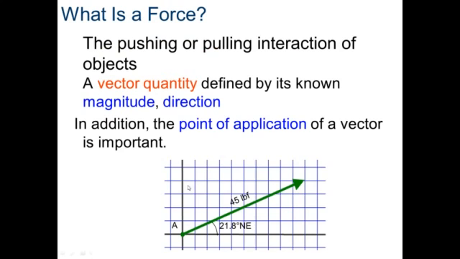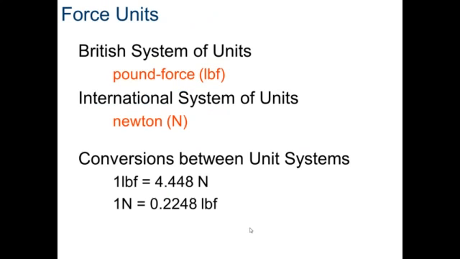What is a force? The pushing or pulling interaction of objects. A vector quantity tells you the magnitude and the direction. In addition, you also have to have the point of application. In this case, it is A. So we need to know that A is where that 45 pounds foot of force is going, 21.8 degrees northeast.